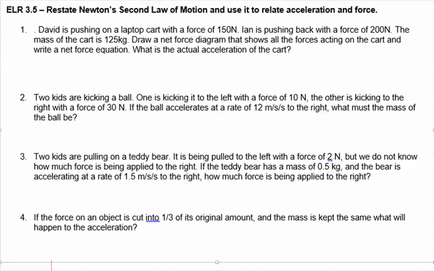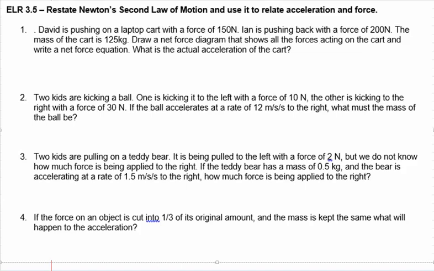This is the study guide answer key video for ELR 3.5. In this ELR, we're going to be focusing in on Newton's second law. We've already been using it a few times in this video series, but now we're focusing specifically on that. This is the combination of Newton's second law and free body diagrams. The last couple of questions are going to be more difficult than the first, but they all have the same principle.